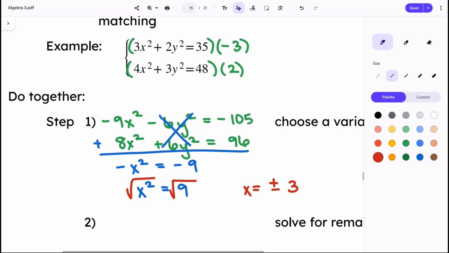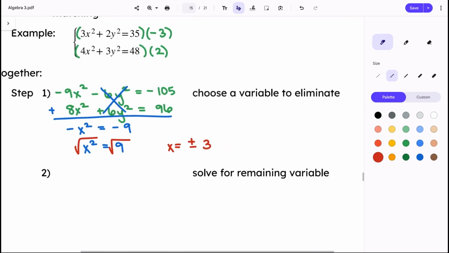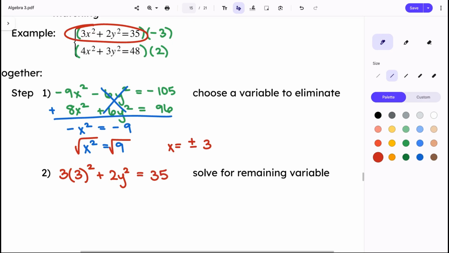So now I need to go back and solve for y. Now you go back to one of those original equations. It doesn't matter which one you want to go back into. I'm just going to go back into the top one. So I have to plug in a +3 and I have to plug in a -3. So for this top equation here, I'm going to put 3 times +3 squared plus 2y squared equals 35. And then we need to start to simplify this. What would that 3 times 3 squared become?